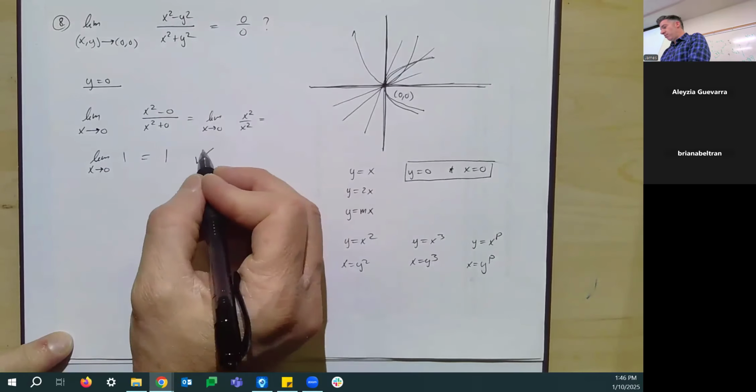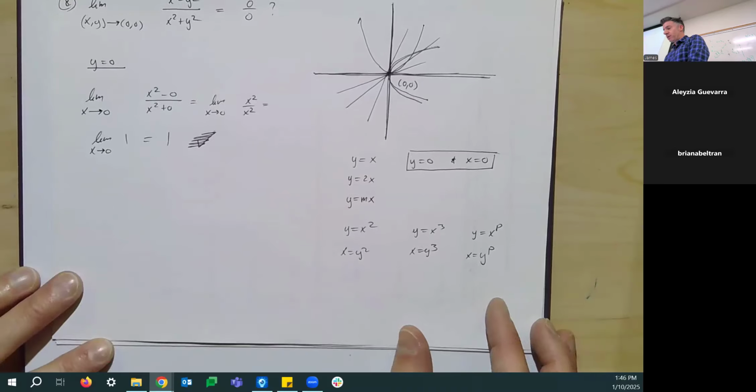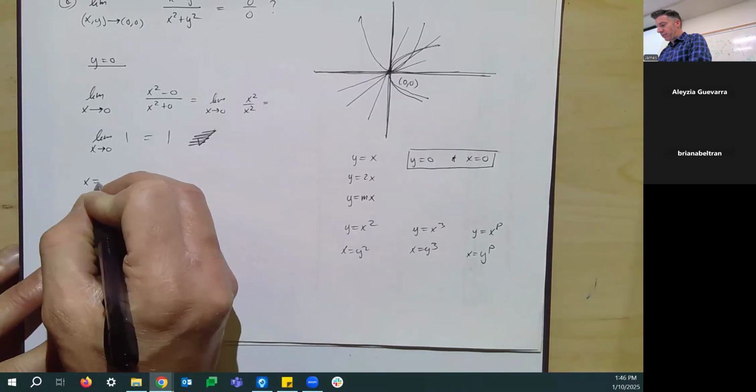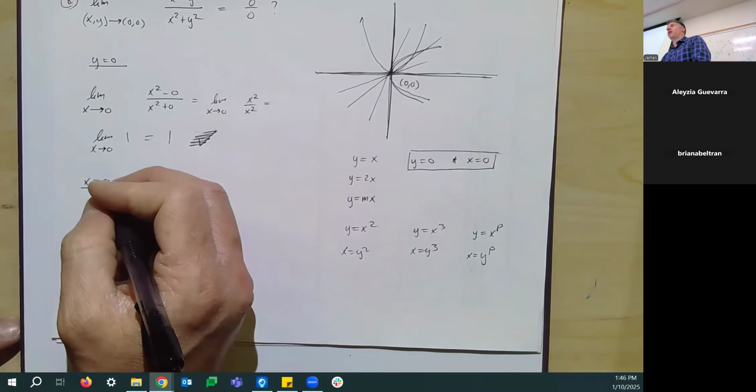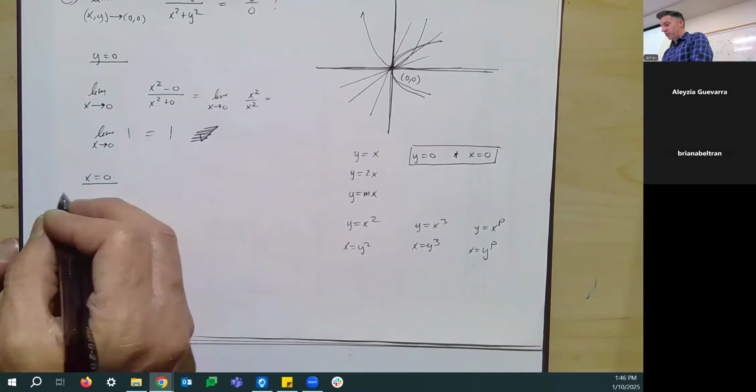That check mark is dumb. I did the limit. That doesn't mean that's what the limit is. This means I've done with that step, because now I have to check a different path and hope that they get a different value. I would probably try x equal to 0, although I will say again, a lot of the time, y equals 0 and x equals 0 give you the same result. They're not going to here, but a lot of times they do. So we try x equal to 0.